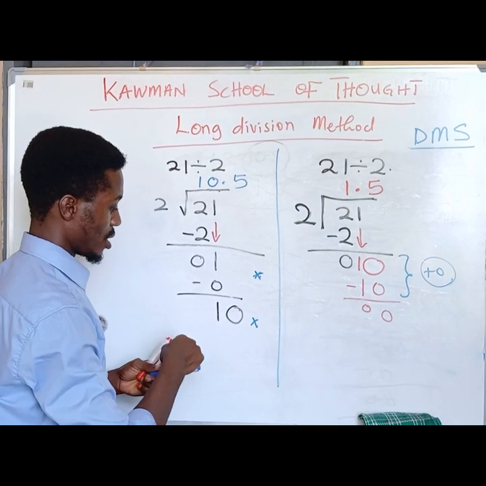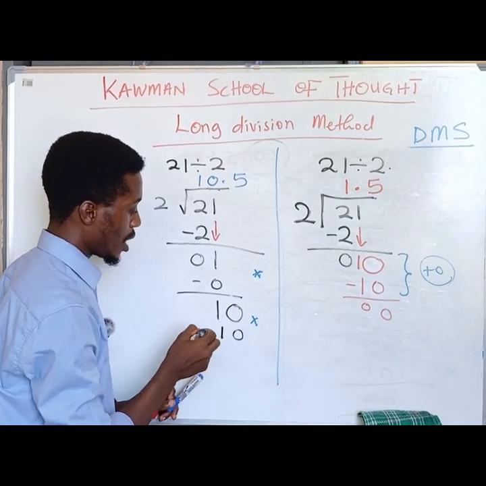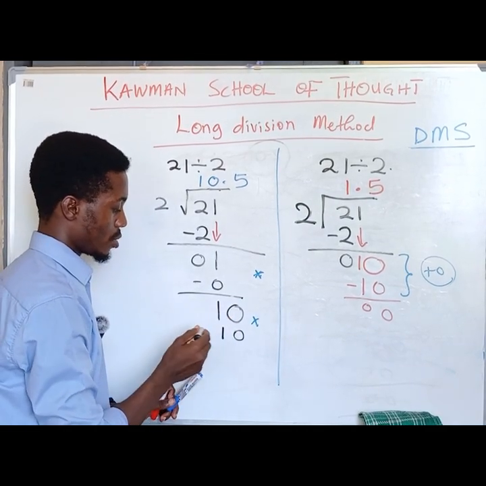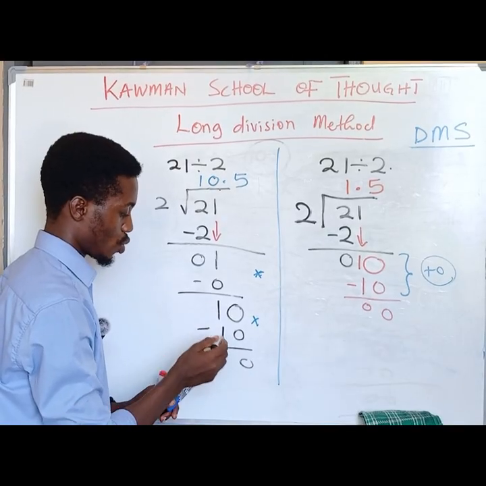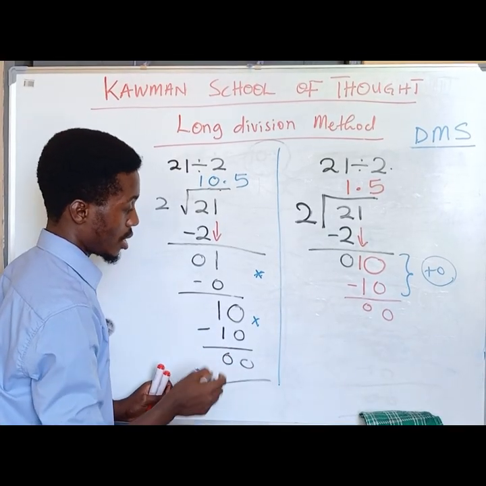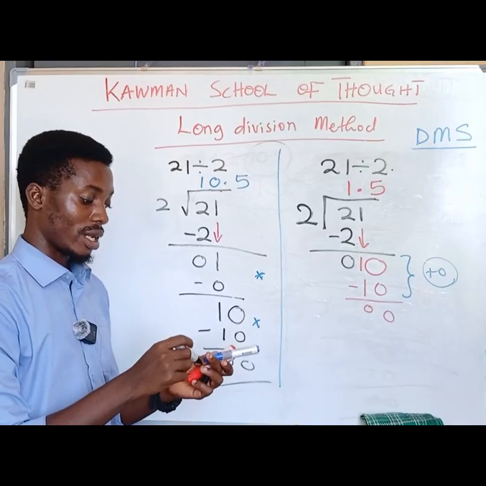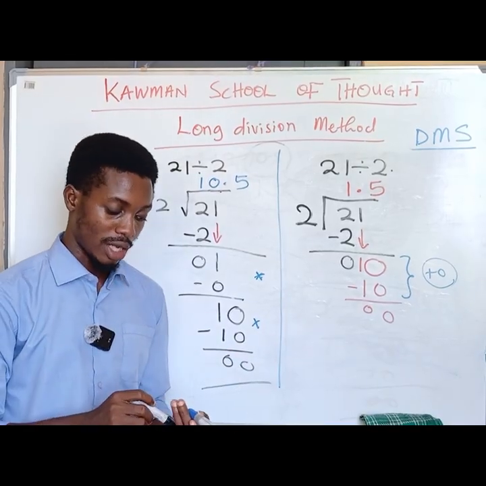Write your 10 here. Then you subtract: 0 minus 0 is 0, 1 minus 1 is what? 0. And the final answer is going to be what? 10.5, which is actually correct. So this is the trap you must what?